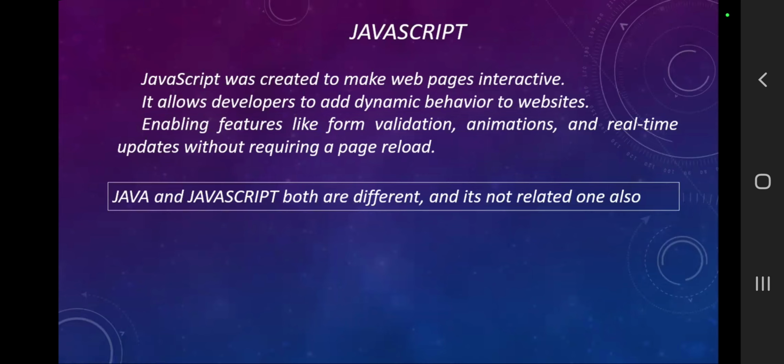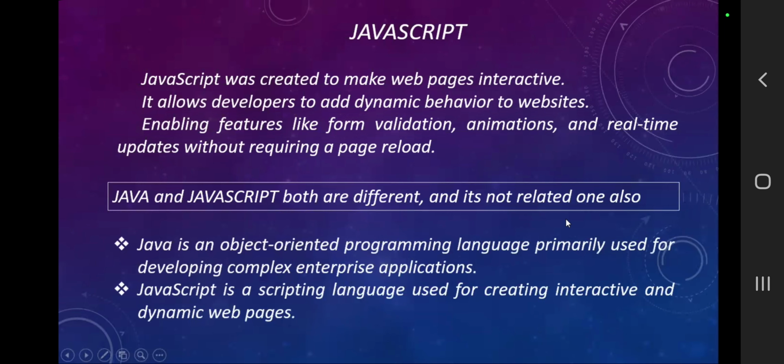Next. In the beginning stage, some people may get confused. They think Java and JavaScript are interrelated, but that is not true. Java is different. JavaScript is different. Completely different. Okay. So Java is an object-oriented programming language, while JavaScript is a scripting language. So why am I calling it a scripting language, even if it is a programming language? The word script. Okay.